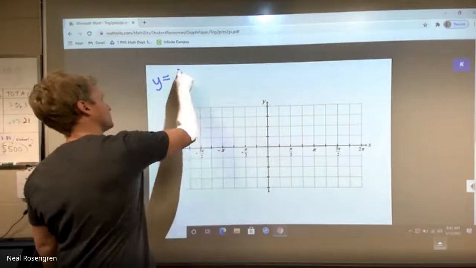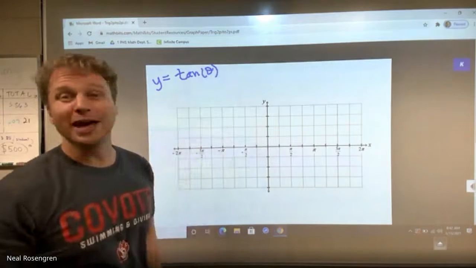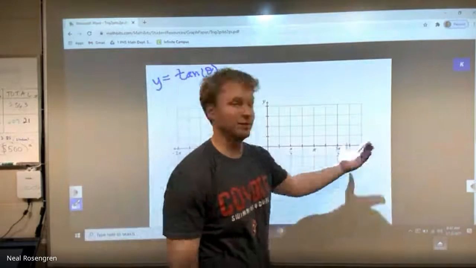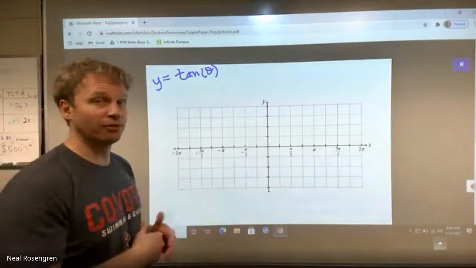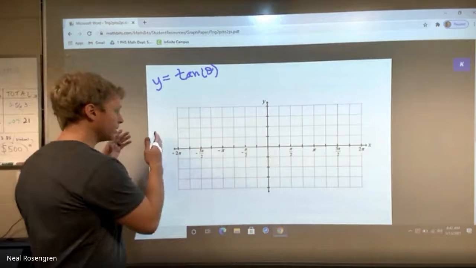Let's do tangent first. So y equals tangent of theta. And be okay with them calling it tangent of x too. That's going to happen sometimes, especially since they're on the x-axis, right? So that's fine. I know we like to use theta because it's definitely an angle, but sometimes they'll just use x, okay? And what I'm going to do is go left to right.